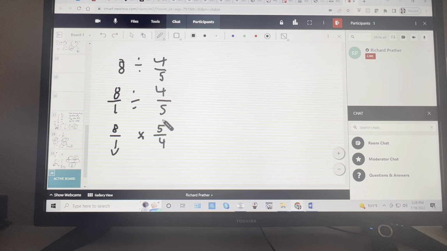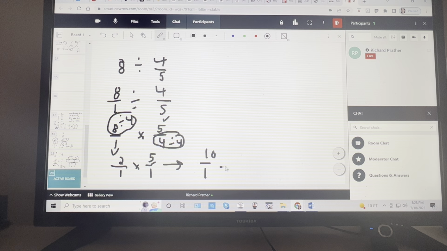1 is done, 5 is done, but 8 and 4 divide by 4. 8 divided by 4 is 2. And 4 divided by 4 is 1. Now we're set to go straight across. 2 times 5 is 10. 1 times 1 is 1. So 10 divided by 1 is 10.